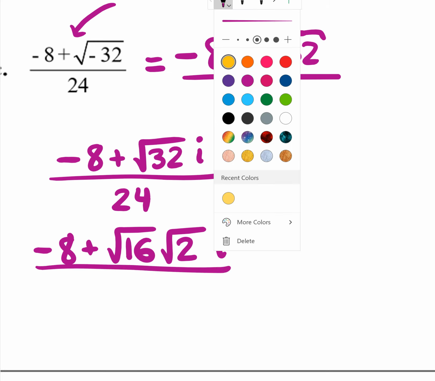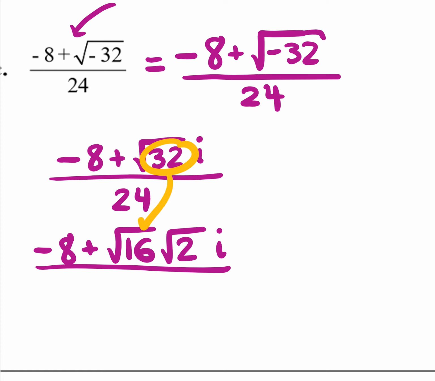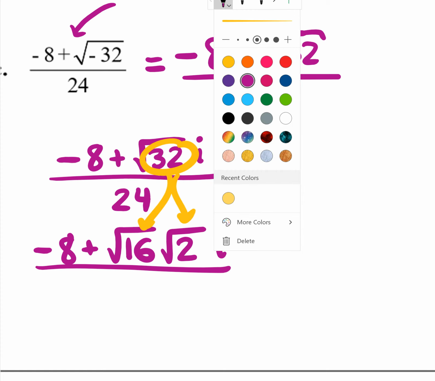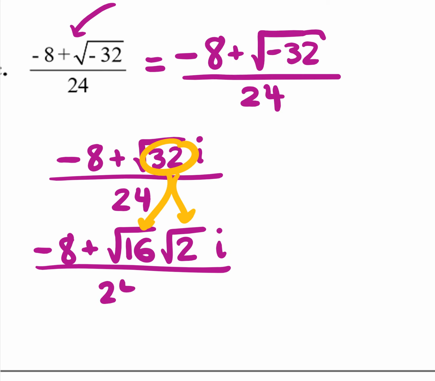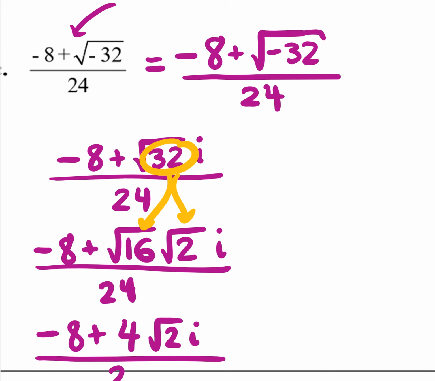Basically 32 became 16 times 2, and you're free to split up a square root over multiplication like that. And that's over 24. Negative 8 plus... The whole point of that was because the square root of 16 is 4. That way, part of the 32 can escape the root, but that 2 will be stuck in there forever.